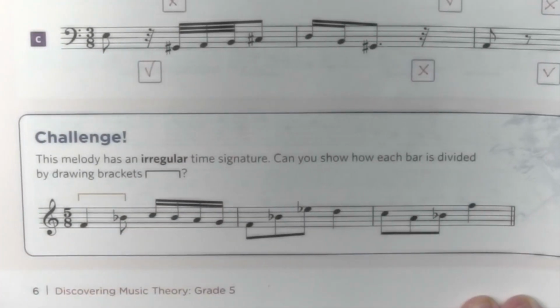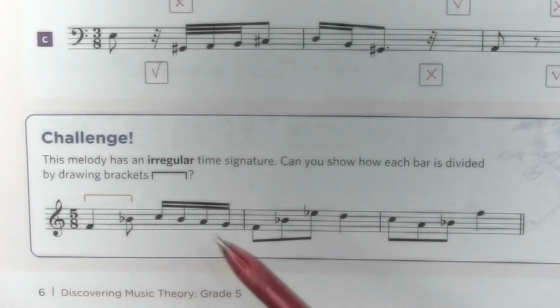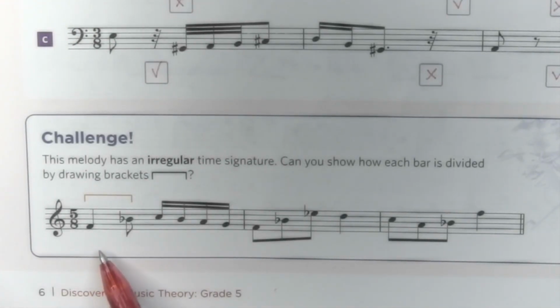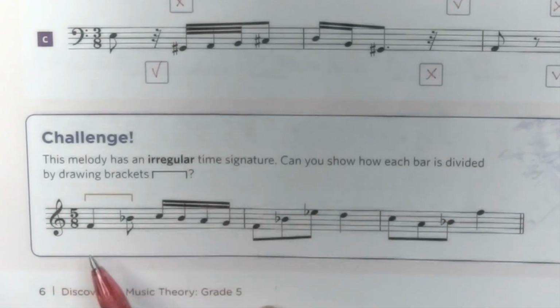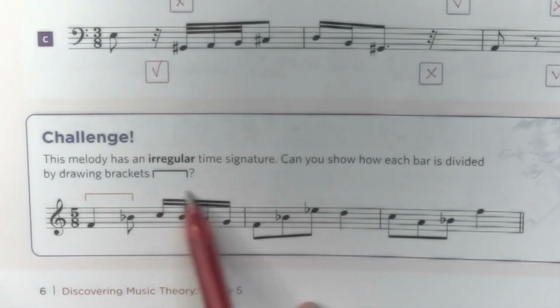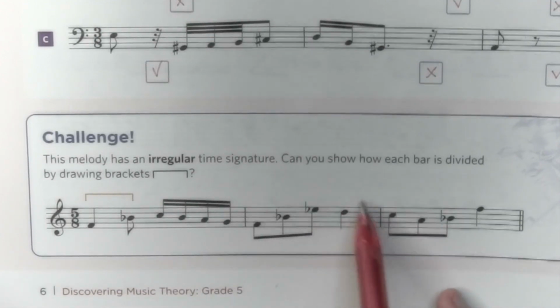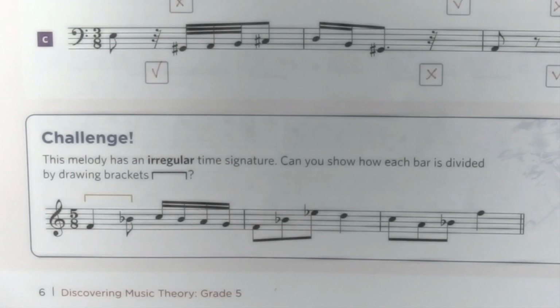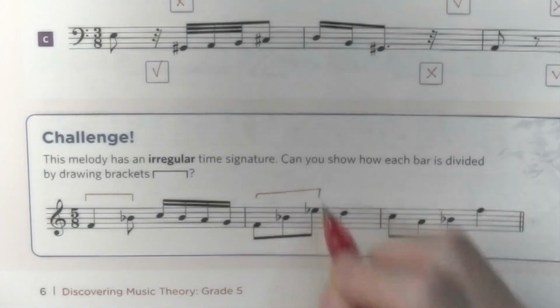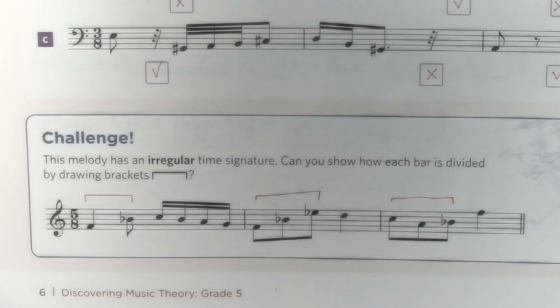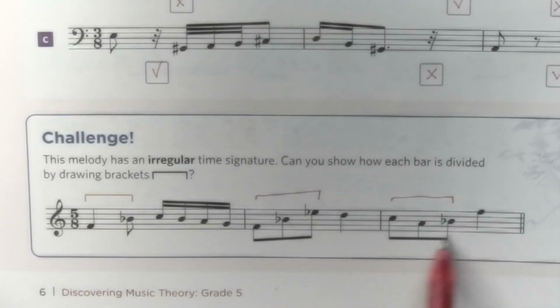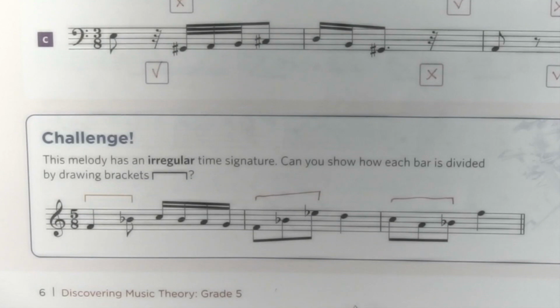We have a very quick challenge here. They want us to show the subdivisions, basically. Is it 2 plus 3 or 3 plus 2? Well, this is 3 plus 2. This is 3 plus 2. This is 3 plus 2. So 3 and 3. And why do we say that? Well, they are grouped like that. So it's a very quick answer. And again, this is a composer's choice. Okay, let's move on to exercise 8.